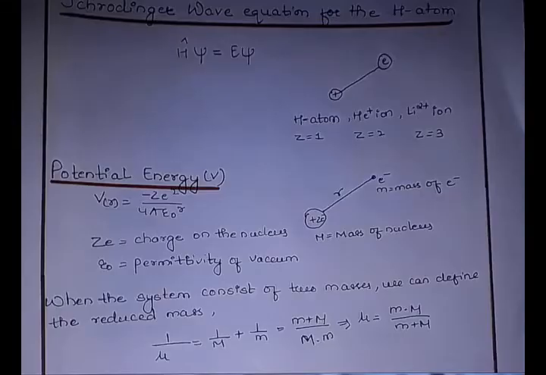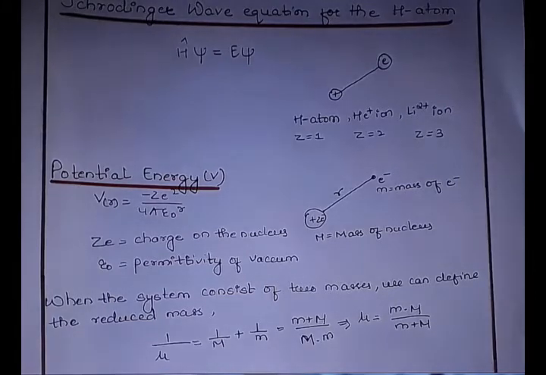My topic for the video is the R, theta and phi solution of the hydrogen atom. So, before discussing the R, theta and phi solution of the hydrogen atom, let's derive the Schrodinger wave equation for the hydrogen atom, because only after deriving the Schrodinger wave equation can we fully understand how to derive the R, theta and phi solution of the hydrogen atom.